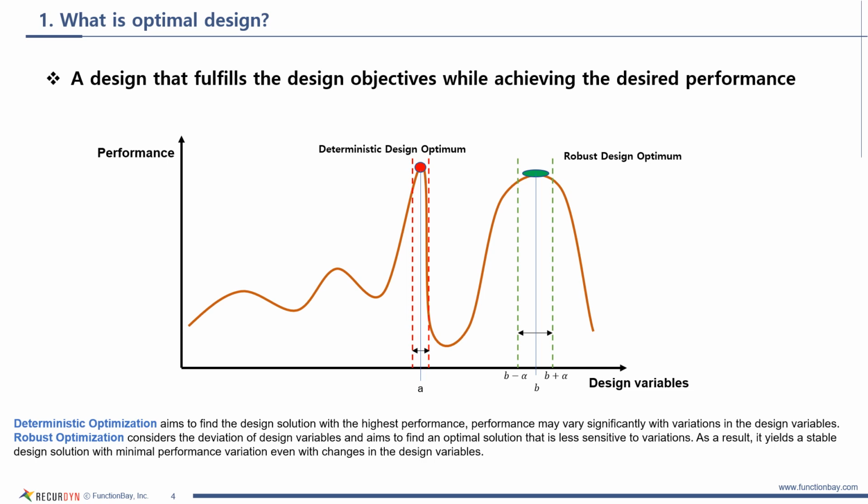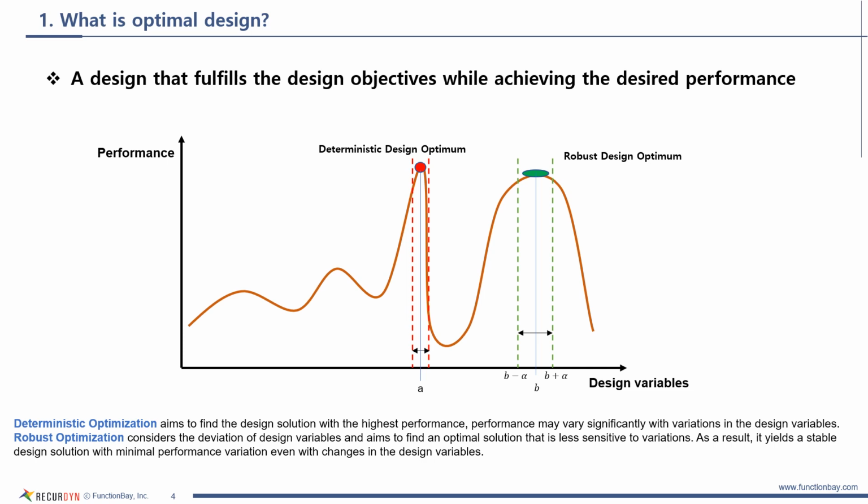Depending on the type of optimum point we are seeking, there are two optimization methods: deterministic optimization and robust optimization. As shown in the diagram, deterministic optimization finds the best point in terms of performance, but it does not consider variations in design variables, which can lead to significant performance variations depending on the deviation of the design variables. On the other hand, robust optimization takes into account the deviation of design variables while finding the optimal point.